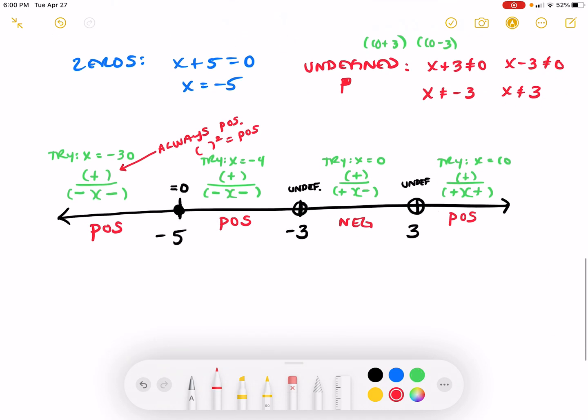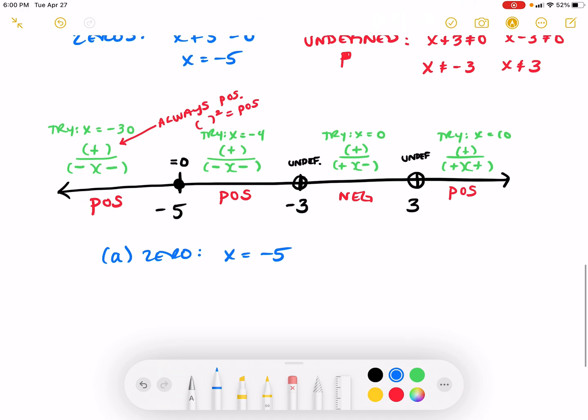So now let's answer the question, part A, part B, part C. Where is the function equal to 0? It is equal to 0 at x equals negative 5 only, okay? Where is the function positive, which means greater than 0?